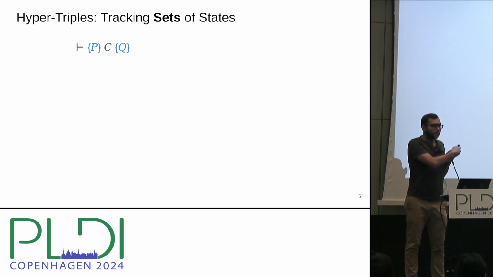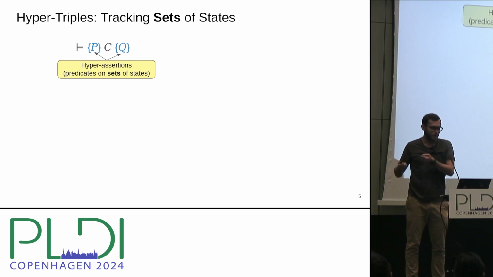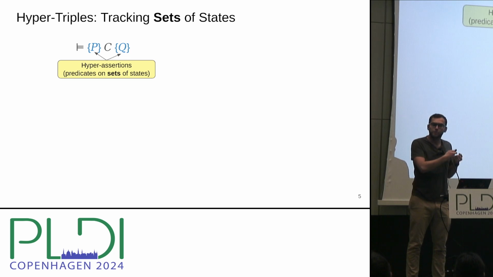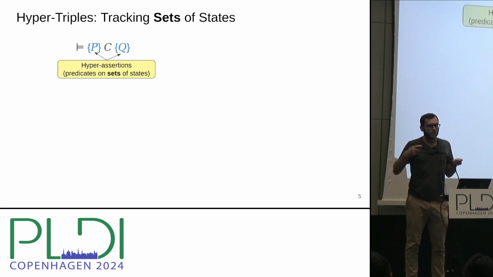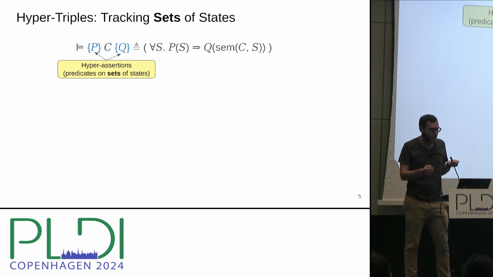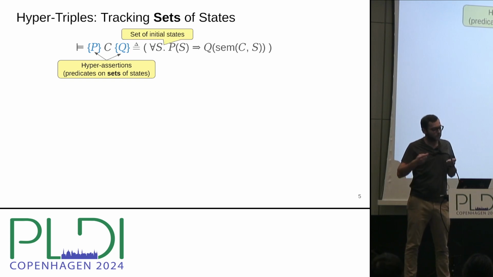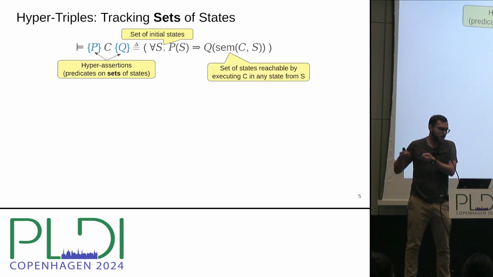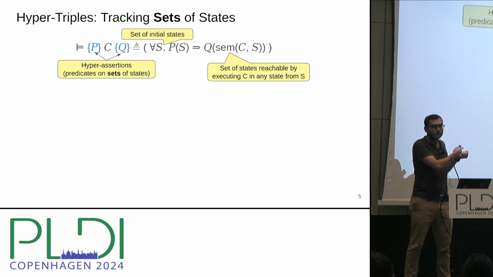So our triples, unlike in the previous talk, talk only about one program in the middle. But the key idea compared to related work is that P and Q are assertions over sets of states. And so the definition of the validity of a hypertriple is rather straightforward. And this is like the standard Hoare logic triples. So it says that given any set S of initial states that satisfies the precondition P, the set of states reachable by executing C in any state from S should satisfy the postcondition. So this is a bit of a mouthful.